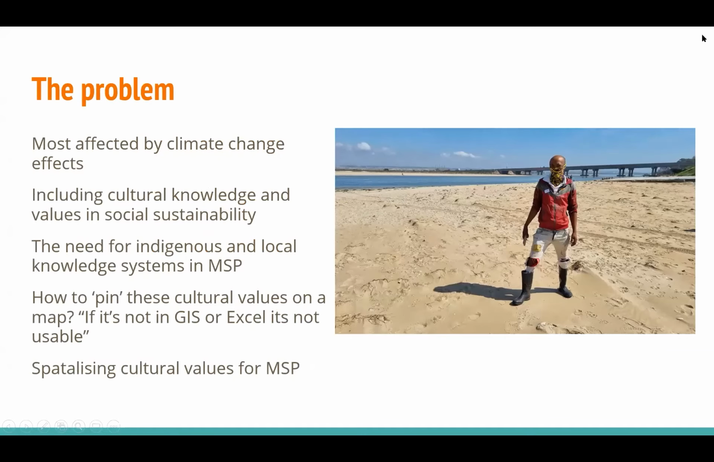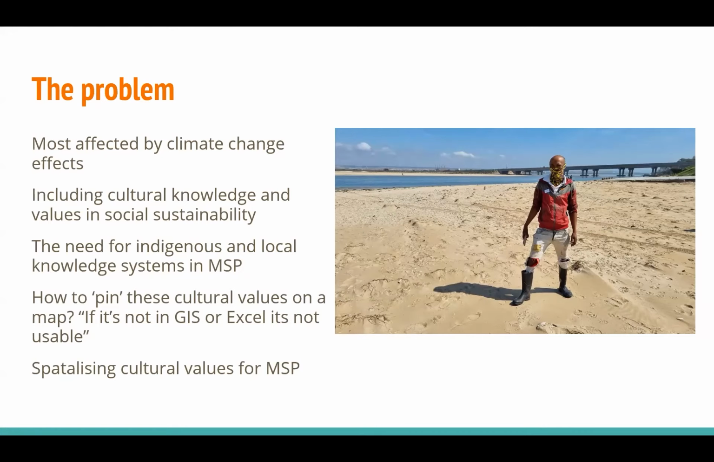So the problem, as many of you know, is that climate change often affects people who live along the coast and are sustained by the coast and the ocean. And what we need is to somehow include more cultural knowledge and perspectives and connections in social sustainability research and in ocean governance research more broadly.